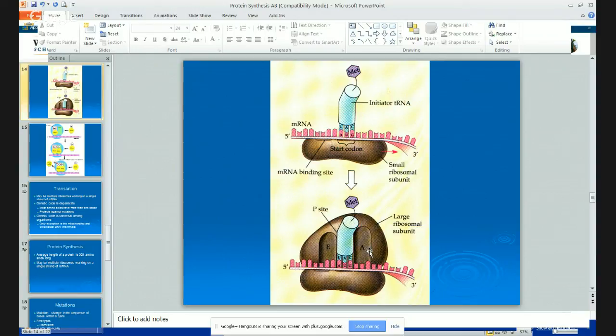So like I said, you probably won't need to know about those sites until you get to college, deep into college. So I'm not going to go too much into depth on that. Just understand that there are three different places, but this is the only part that's actually being read. The P site right here in the middle is the only codon that's actually being read by the ribosome.